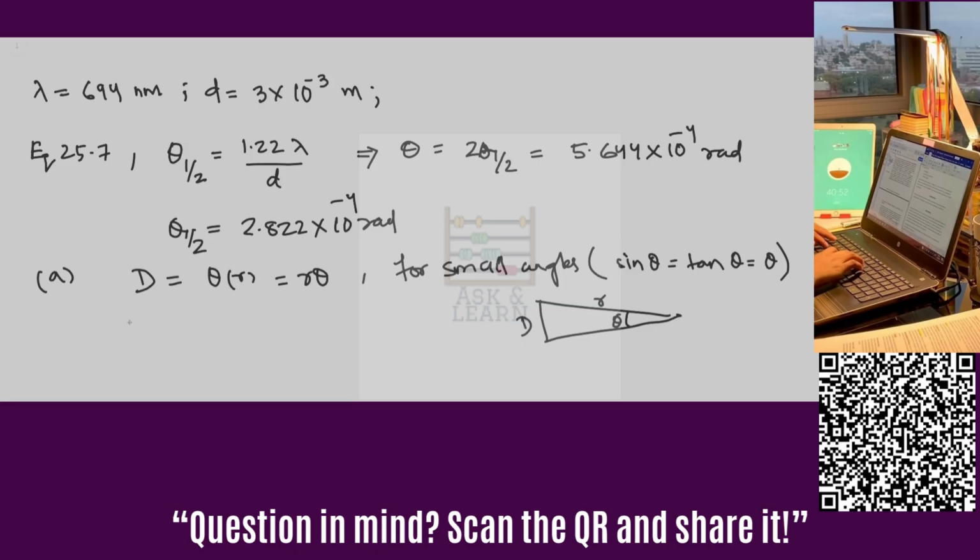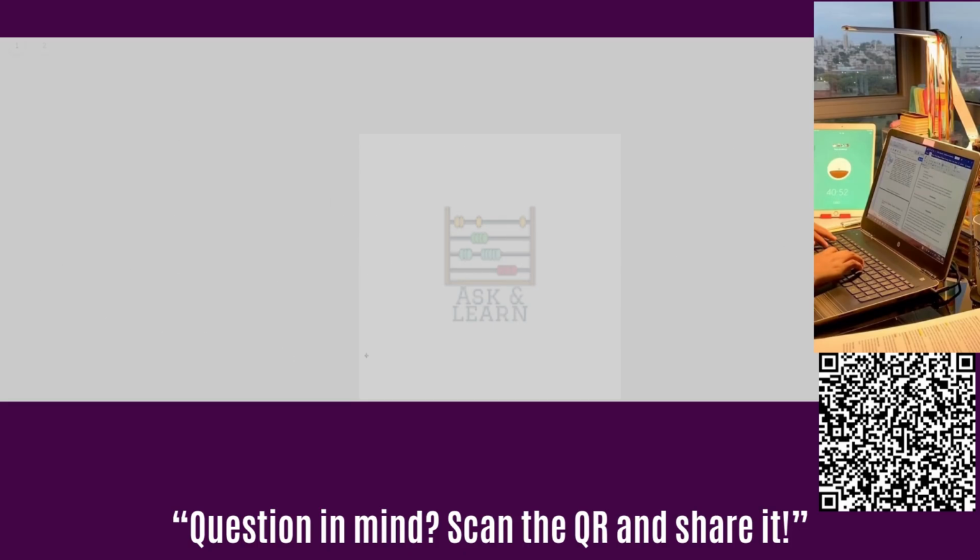So for the first part, this is given by this equation we'll apply, and here R is equal to 340 times 10 to the power 3 meter. And we use the value of theta that we calculated here, and we get the diameter to be 190 meter.